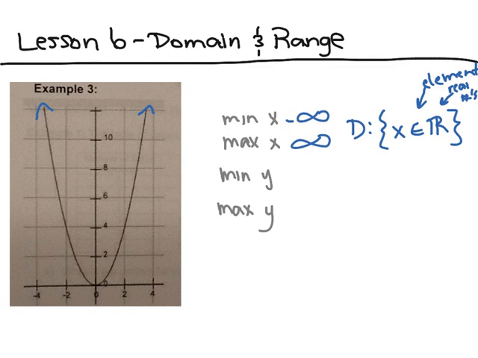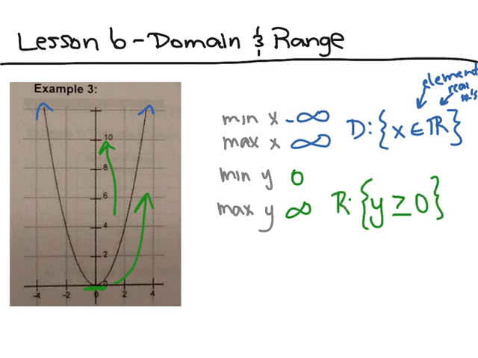Our y has a minimum of 0. It can't go smaller than 0. But it goes on and on up forever. So because we know that y has to be bigger than 0, all we have to put is y is greater than or equal to 0. And that will be our range. And remember, the greater than sign will point this way, and the less than sign looks like an L. So that's an easy way that I remember it.